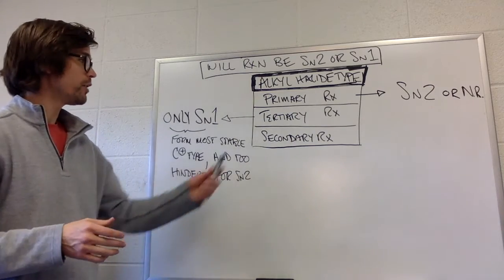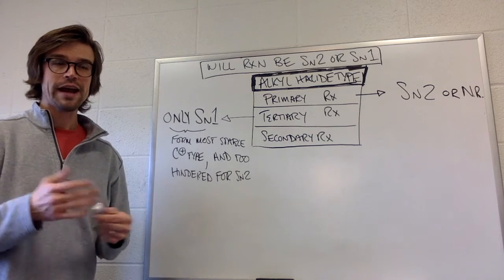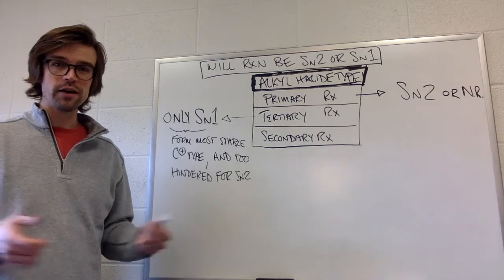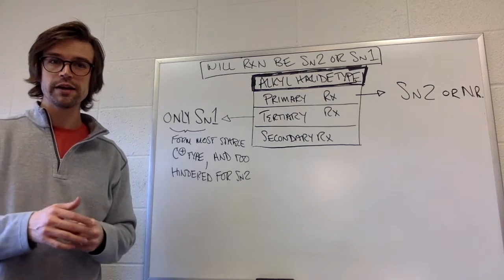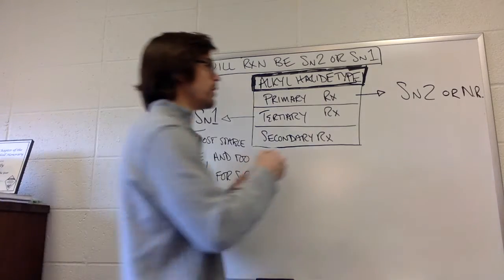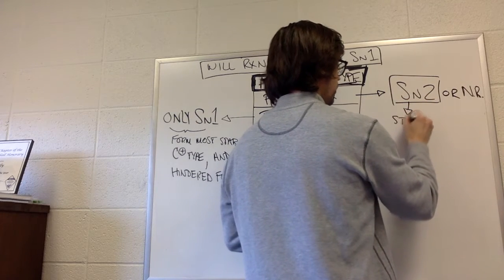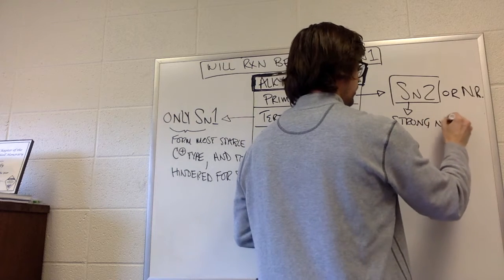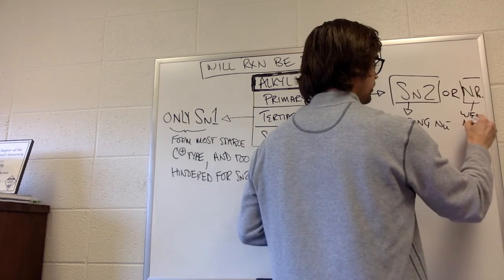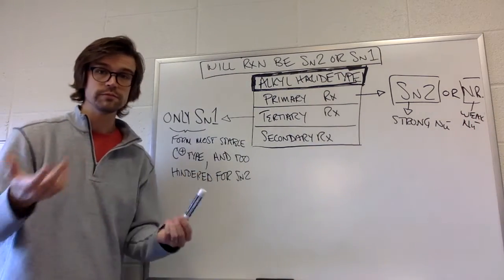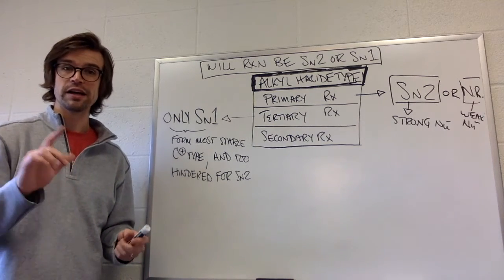There's no access to that sigma star orbital. Okay, so why did we list primary as SN2 or no reaction? It turns out that it has to be a reasonably strong nucleophile to do an SN2 reaction. A primary alkyl halide with a weak nucleophile is just not going to do anything. So we can break that down to SN2 with a strong nucleophile and no reaction with a weak nucleophile. What's a strong nucleophile? What's a weak nucleophile? We're going to get there in a minute.